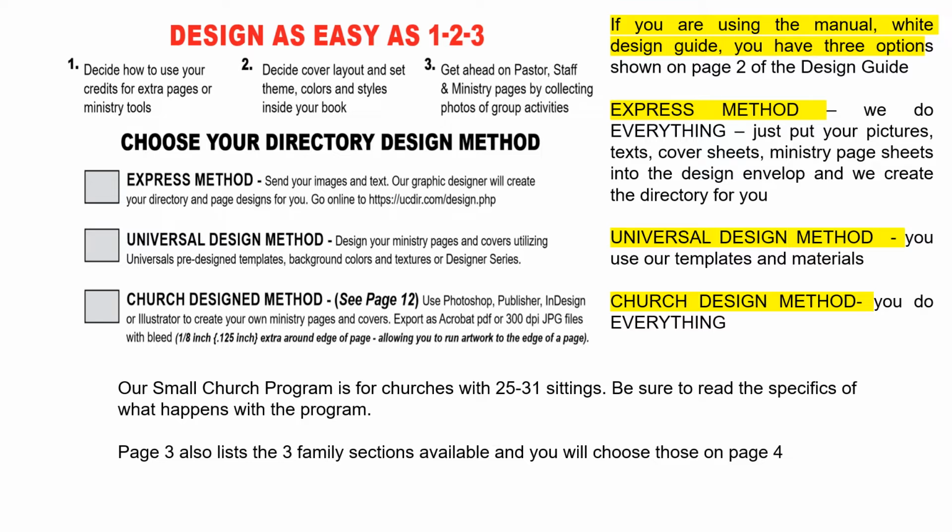Our small church program is for churches with 25 to 31 sittings. Be sure to read the specifics of what happens with the program. Page 3 also lists the three family sections available, and you will choose those on page 4.